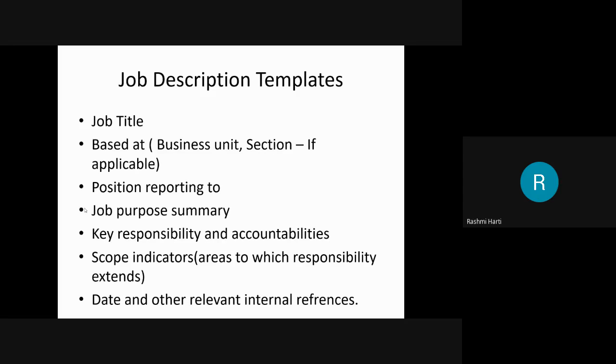Now, moving on to the job description template, how does it look? First, it includes the job title. I've just taken a basic template. It again differs based on the job, the companies, and all those things. So the title is put forth first, and then the business unit it is based at, if required. Then position reporting to, that is, whom that particular person will be reporting to. Then job purpose summary, a two-line summary of the purpose of the job. Then key responsibilities and accountabilities in the job. Then scope, the areas to which the responsibilities extend. And date and other relevant internal references are put forth in this job description template.